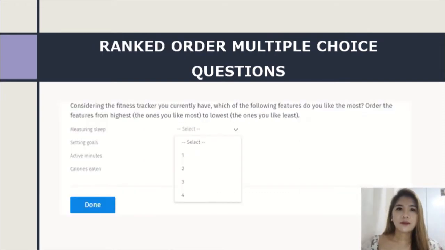Next, we have rank order multiple choice questions. These close-ended questions come with multiple options from which the respondent can choose based on their preference, from the most preferred to least preferred, so usually in bullet points.